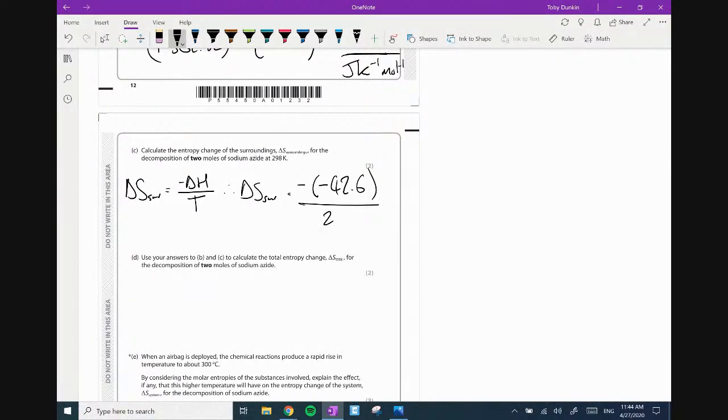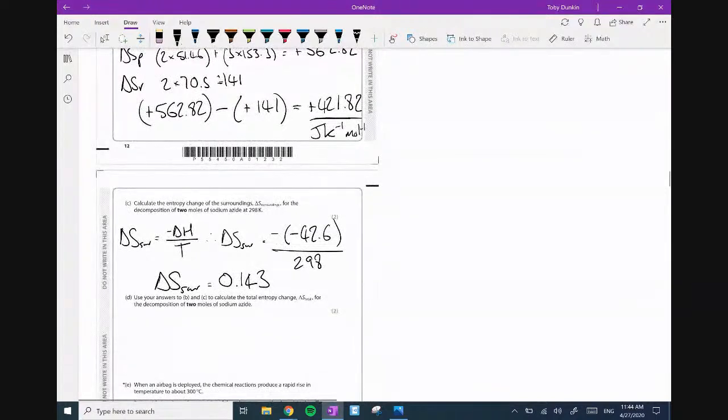And it says at 298. So minus brackets minus 42.6 all over 298. So the entropy of the surroundings is going to equal 0.142. It's actually 0.143, isn't it? To 3 significant figures, 0.143. And again, give it units.